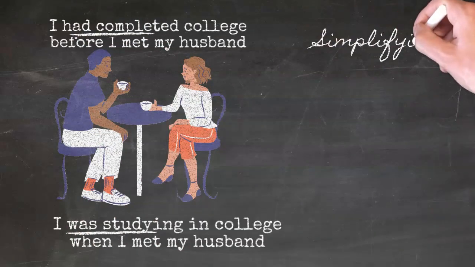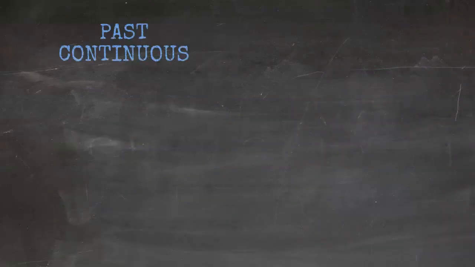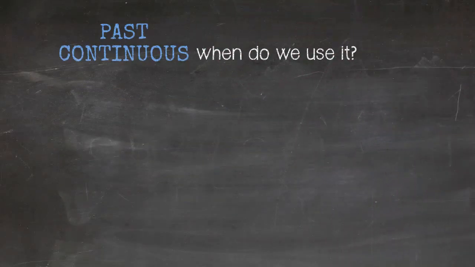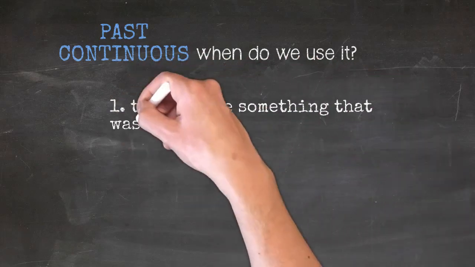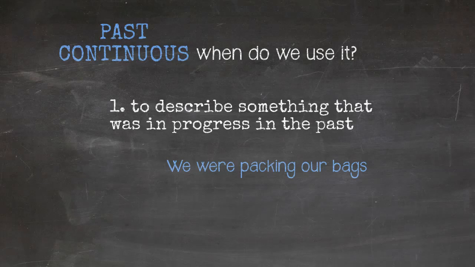In this little lesson, we will learn how to use the past perfect and past continuous. Let's start with past continuous. When do we use it? We use it to describe something that was in progress in the past. For example, we were packing our bags.